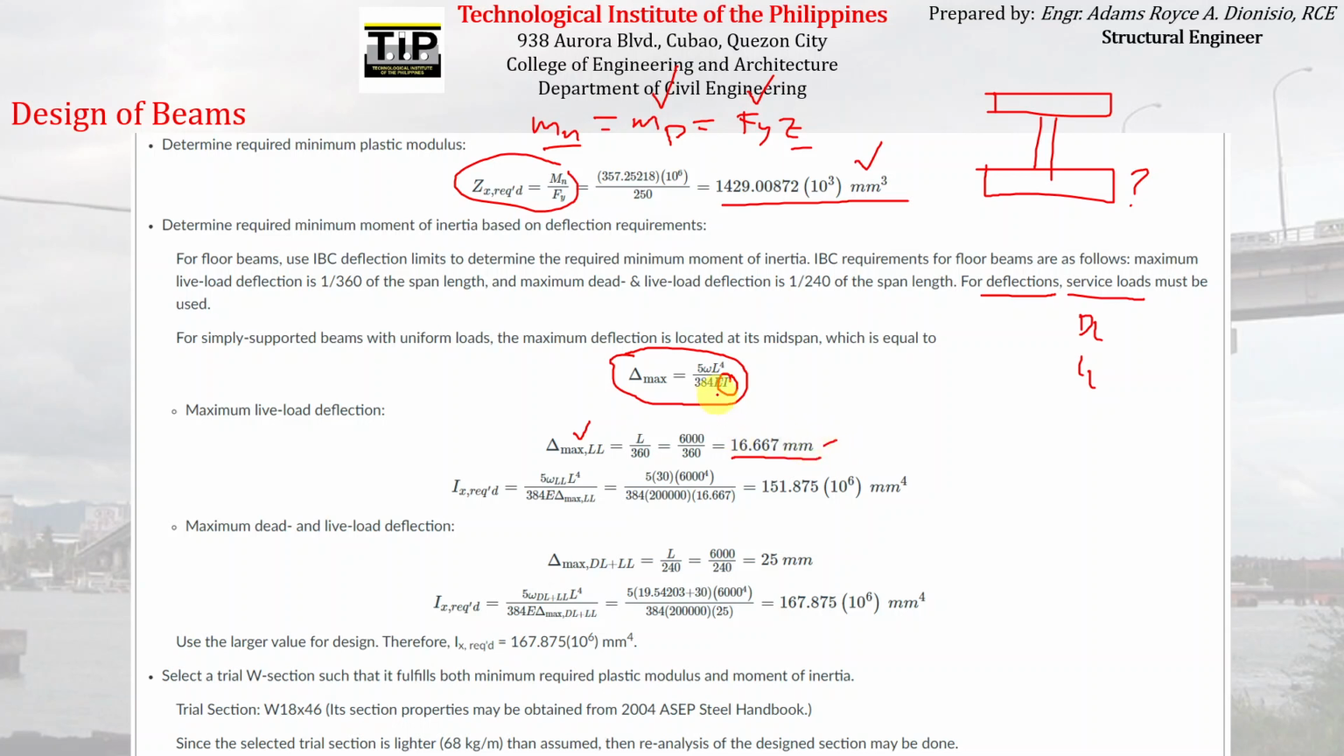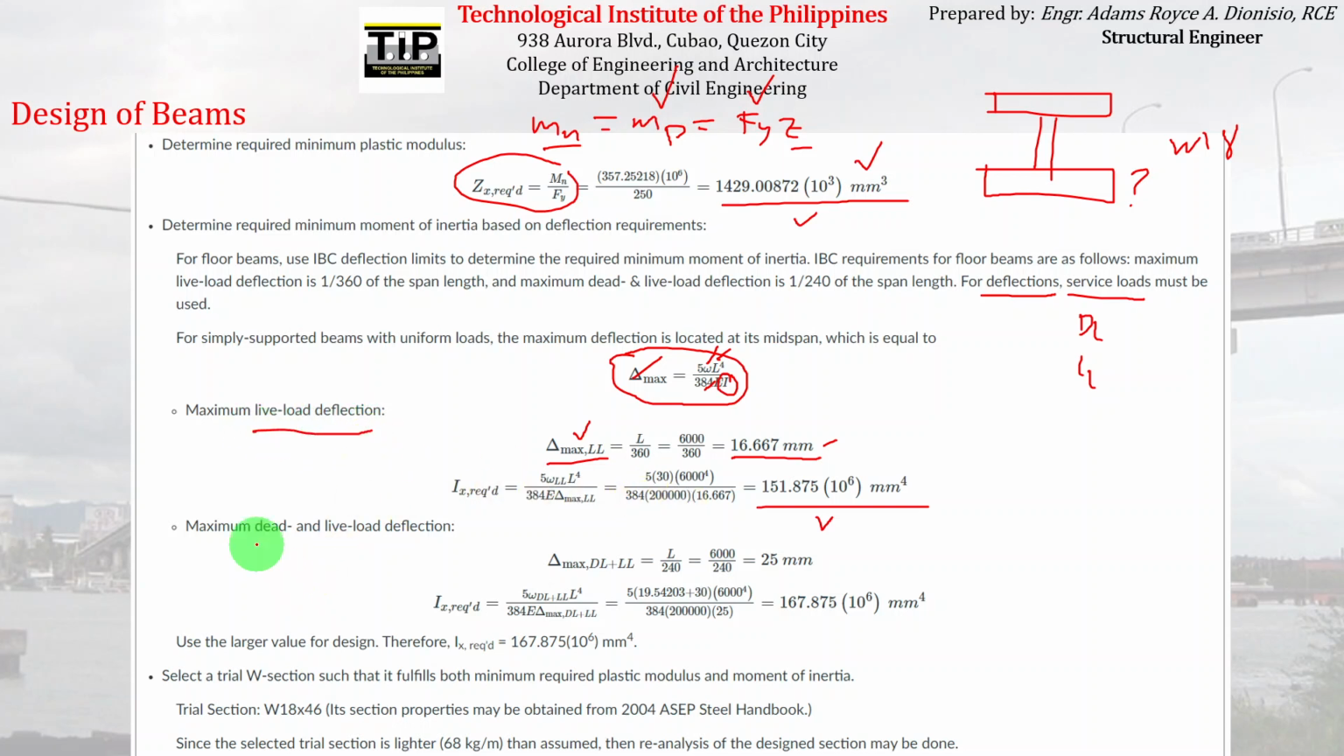So substituting every term here, W, L, E, as well as the delta max that we have computed here, we can find the required moment of inertia, which is equal to this. Therefore, in addition to the plastic modulus parameter, we must also use this parameter to properly choose a W18 section that can withstand the given limitation of the problem. But you have to take note that this is just for live load deflection.